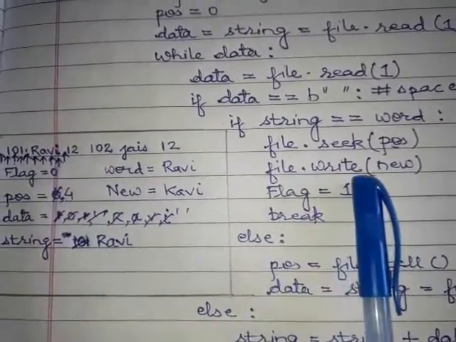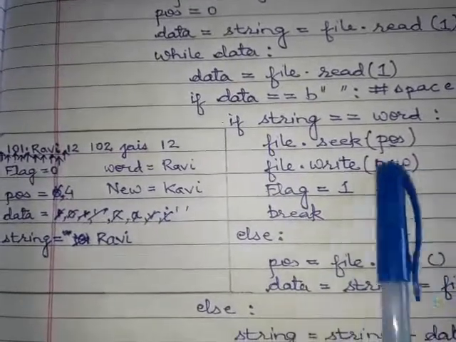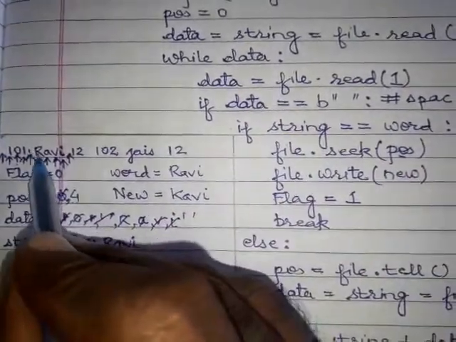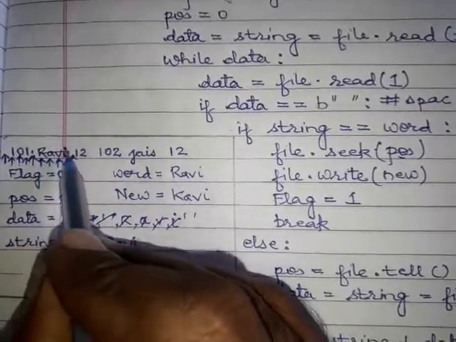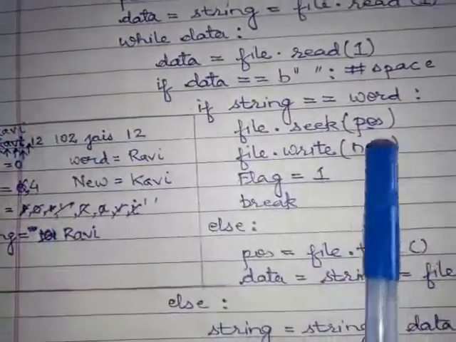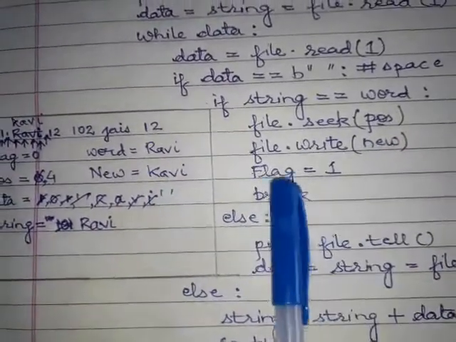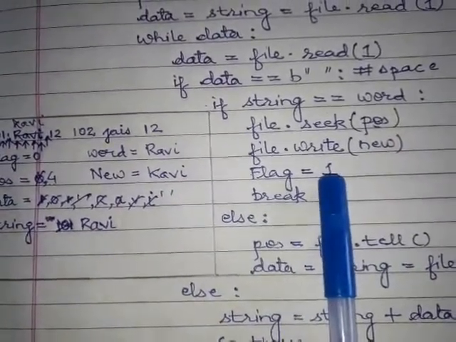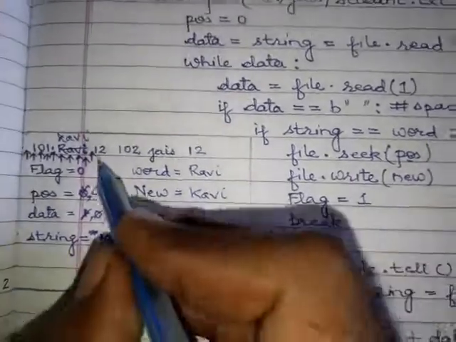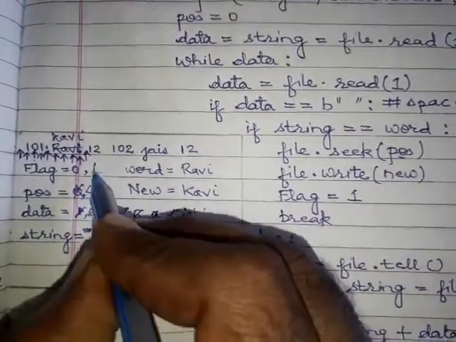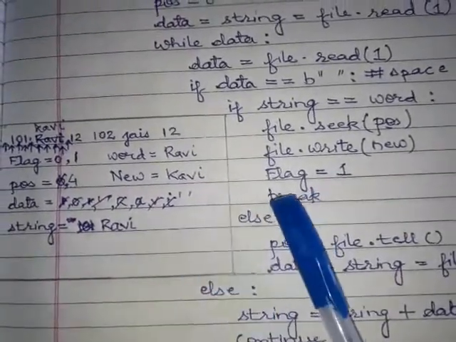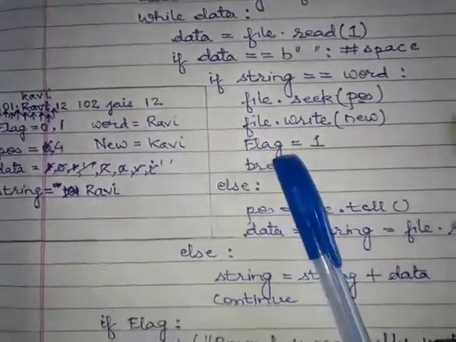Now write new. What is the value of new? Kavi. So after this position, the space, write Kavi over here. Then flag equals 1. Flag equals 1 means we have made changes; we have updated our flag variable. Now flag equals 1. Then break. Break means come out of the loop.